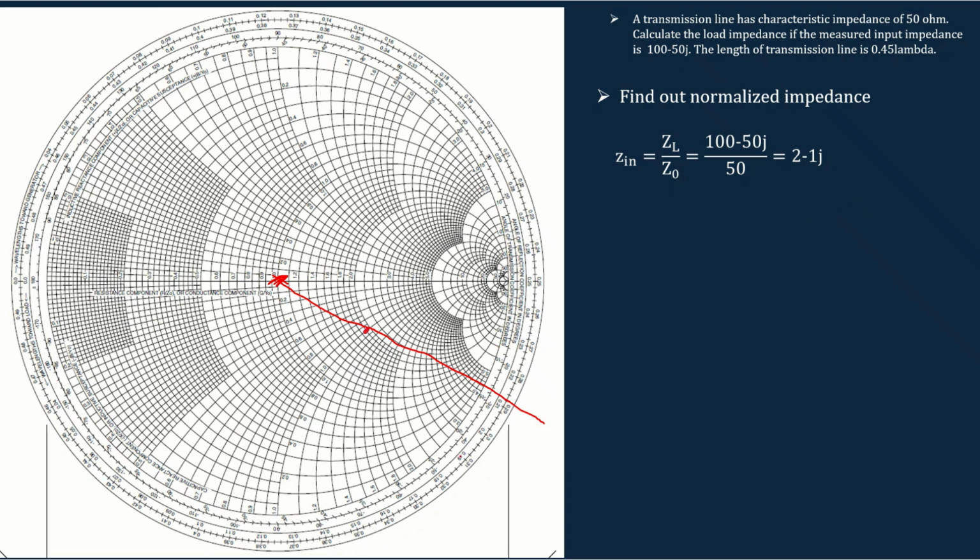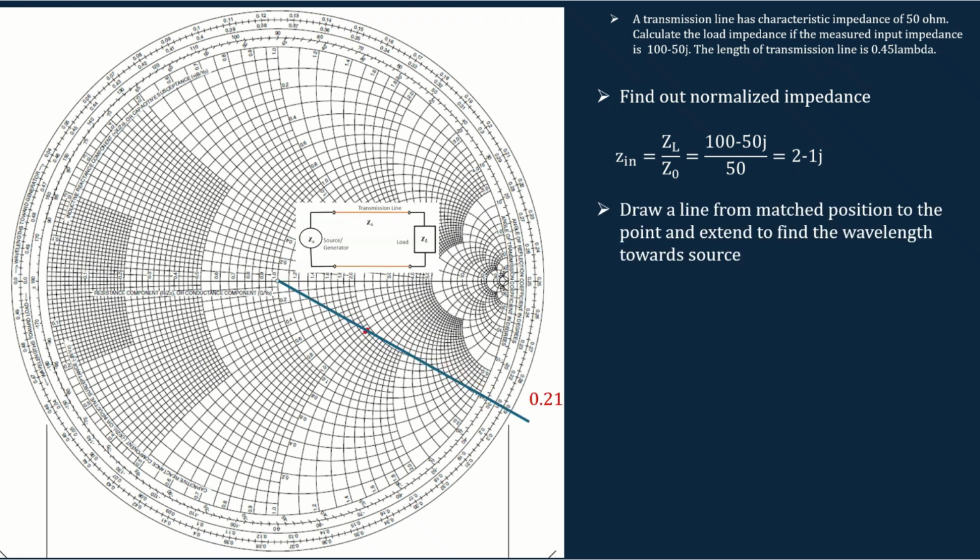So this is this line. I have to find out the point of intersection on this line. So this is what I have done. I have extended the line and am moving towards the load. This is the intersection point. Here you can see that its point is 0.021. So this is the wavelength corresponding to this load. So I have drawn a line from this matched point to this point and found the wavelength corresponding to that.